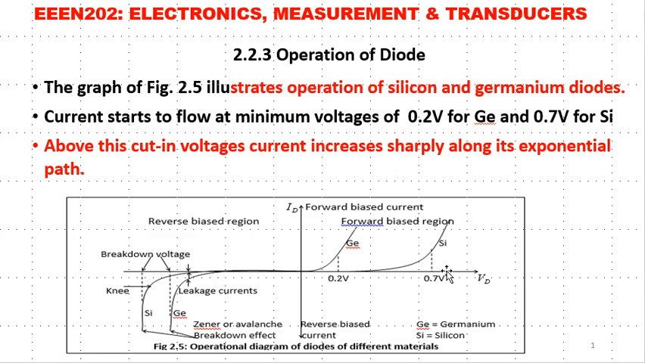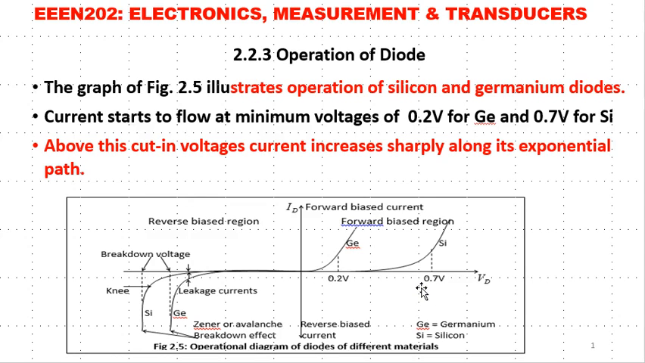So what we are saying here in essence is that whenever you forward bias a PN junction diode made from germanium, you need 0.2 volts before it starts conducting. The moment that voltage is reached, the current will start rising exponentially with respect to the voltage. For silicon, it needs 0.7 volts.